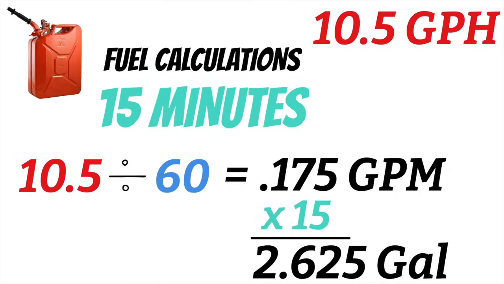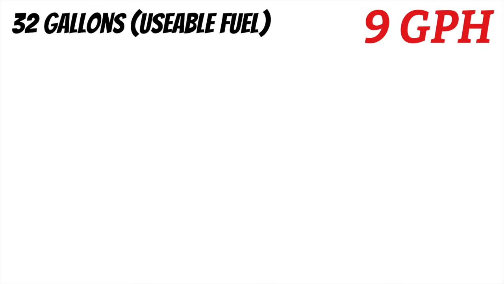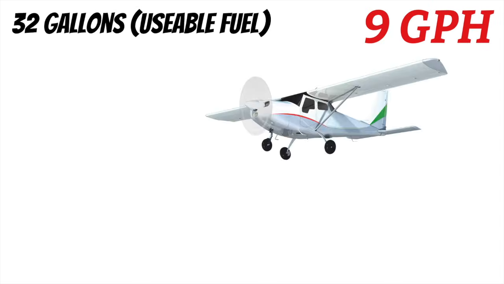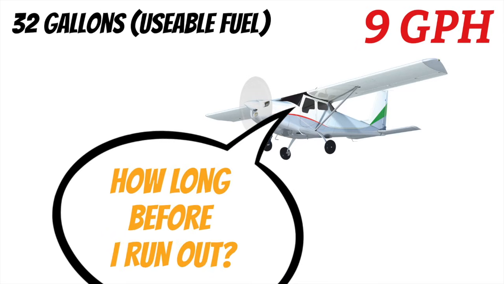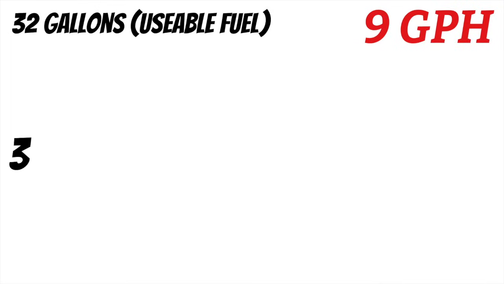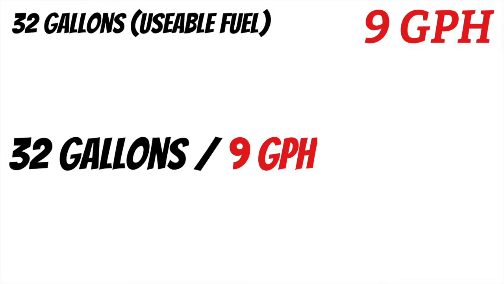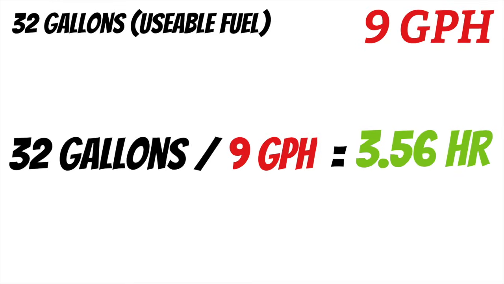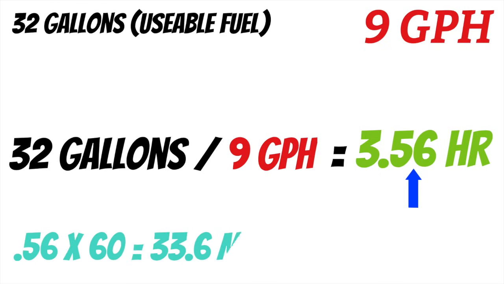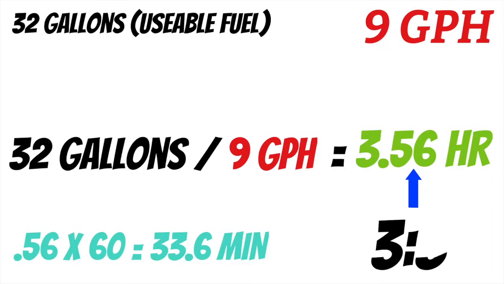Let's change this around a bit. Let's say I have 32 gallons of fuel on board and I'm burning 9 gallons per hour. How much flight time do I have? There are a few different ways to solve this one, but the easiest way is to simply divide 32 gallons by 9 gallons per hour, and that gives us 3.56 hours. So if we want to turn 0.56 into minutes, we simply multiply that times 60. That gives us 33.6, so we'll have about 3 hours and 33 minutes of fuel on board.